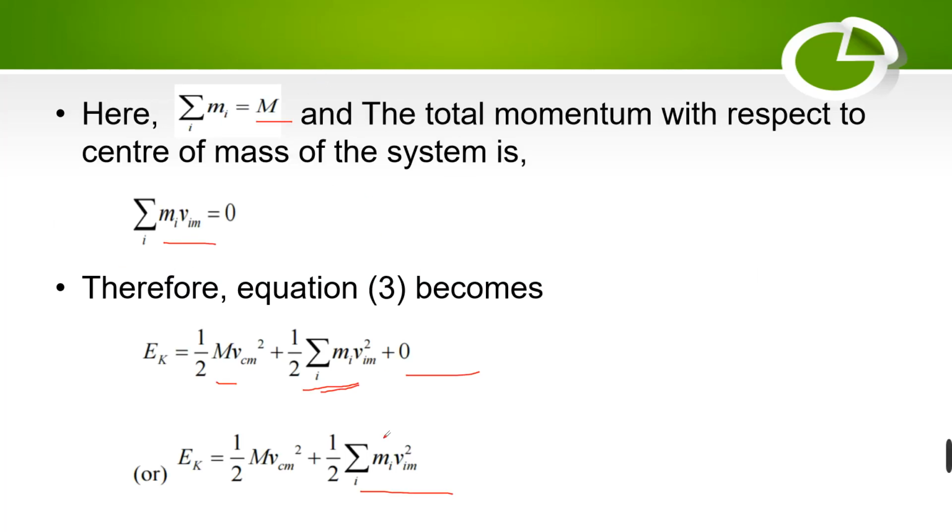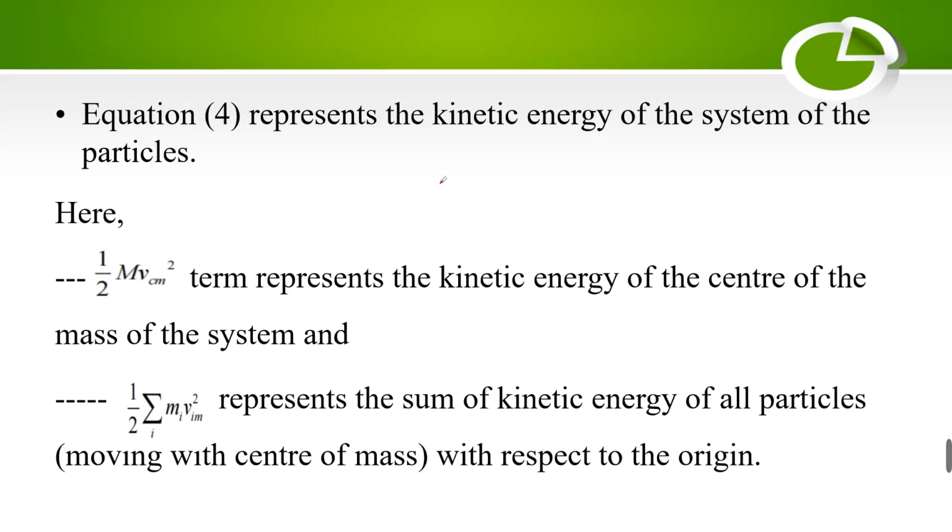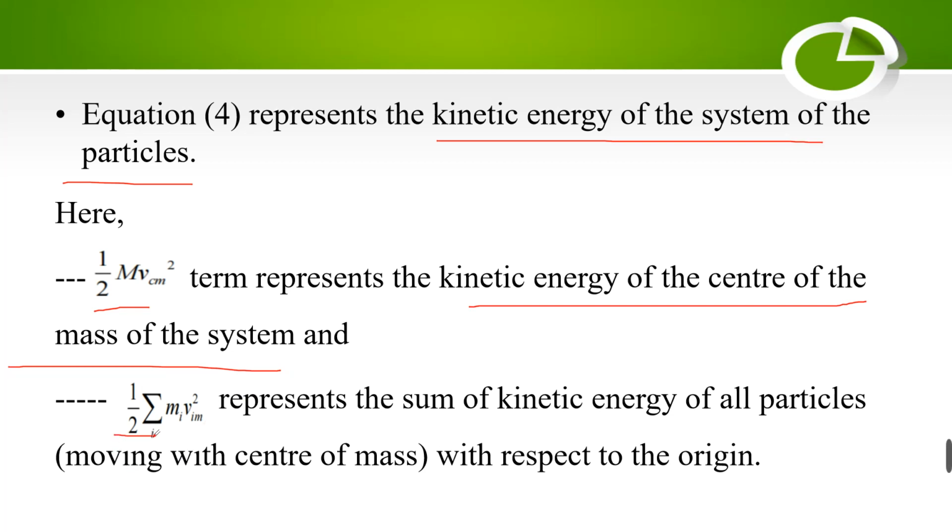This is equation 4. This equation represents the kinetic energy of a system of particles. So in this kinetic energy we have two parts. One is half M Vcm square. That term represents the kinetic energy of the center of mass of a system. And another term is half summation i equal to 1 to n mi Vim square. Here it is a sum of kinetic energy of individual particles with respect to the center of mass.